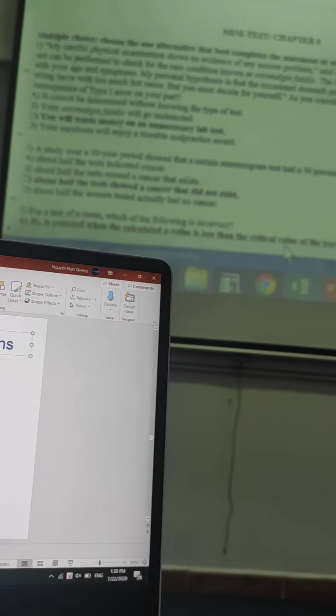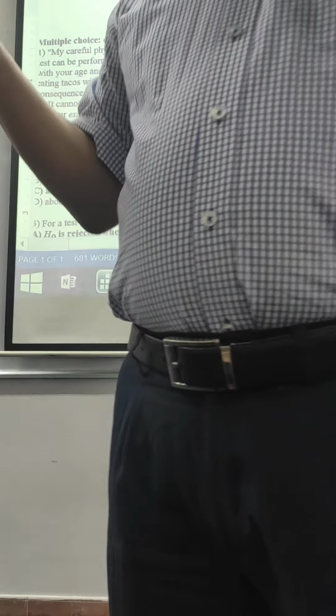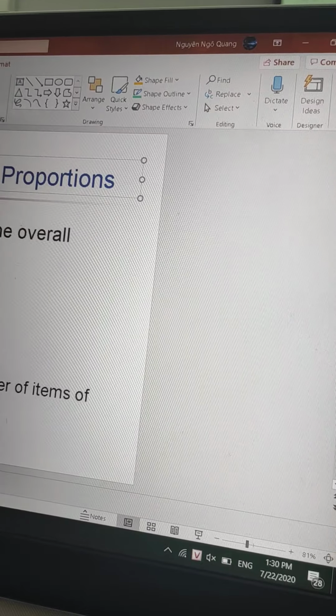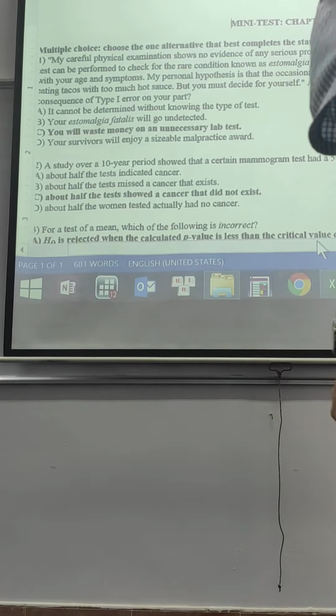The first one is to reject something that is true, right? And the second one is to not reject something that is false, right? So look at this case, what is it?